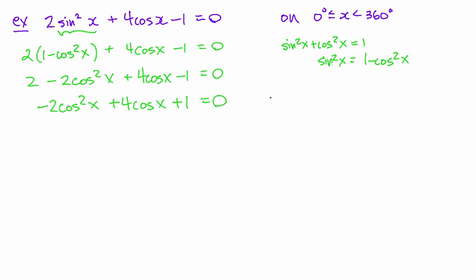And now as a little trick, I will divide everything by a negative, and that'll give me 2 cos squared x minus 4 cos x minus 1 equals 0. And the reason that I do that is I want my leading coefficient, the one in front of the cos squared x, to be positive. It's just a little easier to use for factoring. So now I'll go on to that next step and try and factor this.